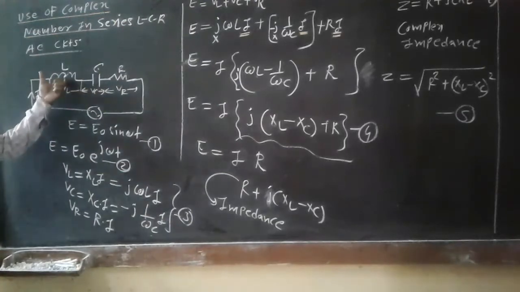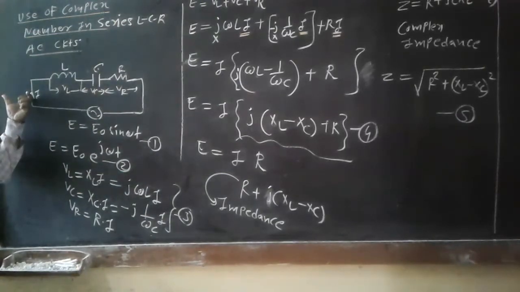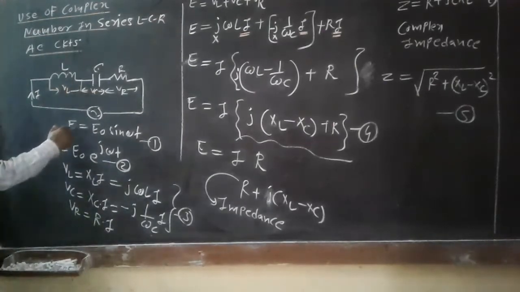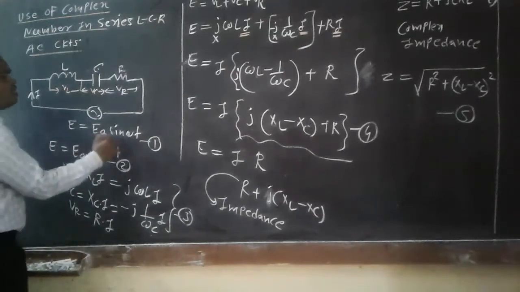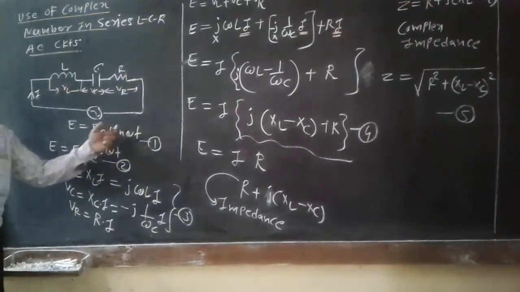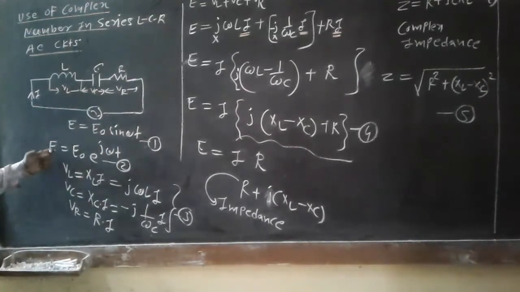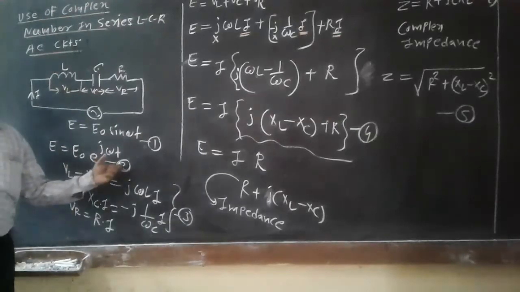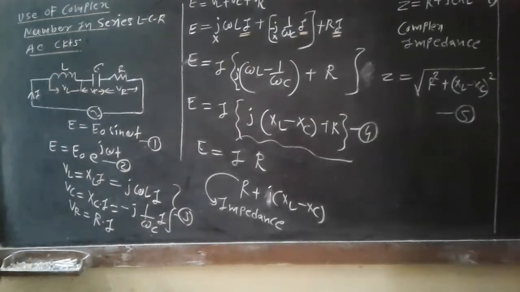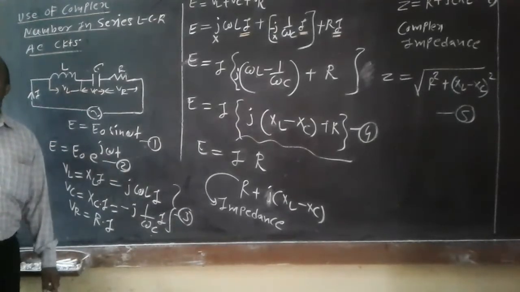Now we know that in series the current is the same flowing through each component, that is I. Then the alternating EMF E equal to E0 sin omega t is equation 1. Equation 1 can be written as E equal to E0 e raised to j omega t. In equation 2, the real part, that is cos omega t, is absent, and the imaginary part is present.